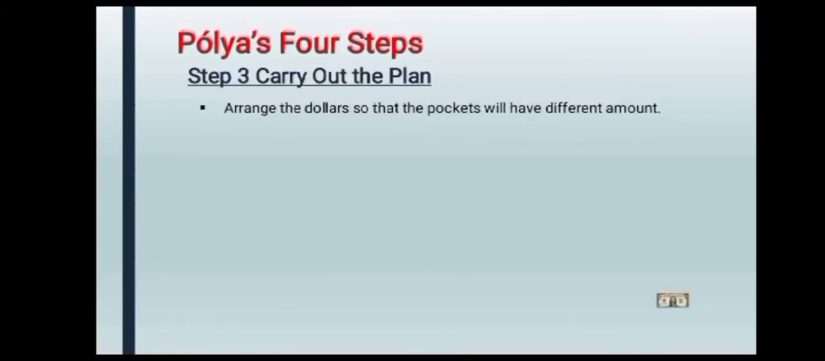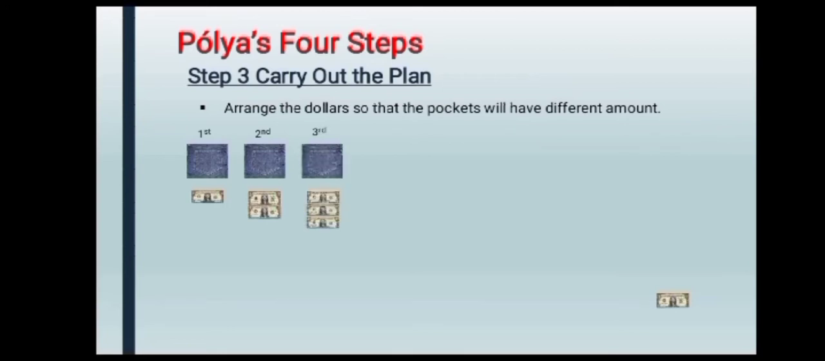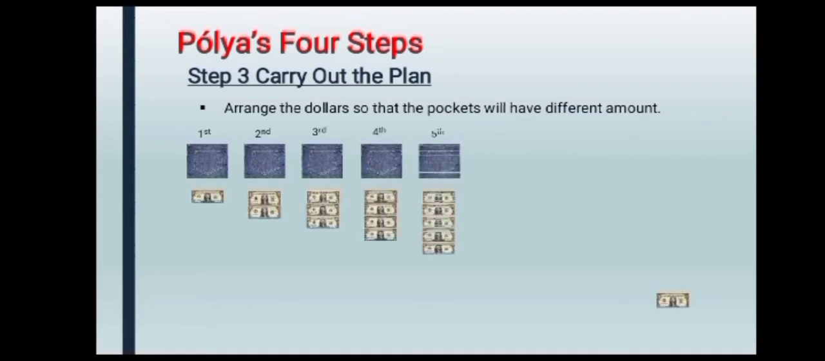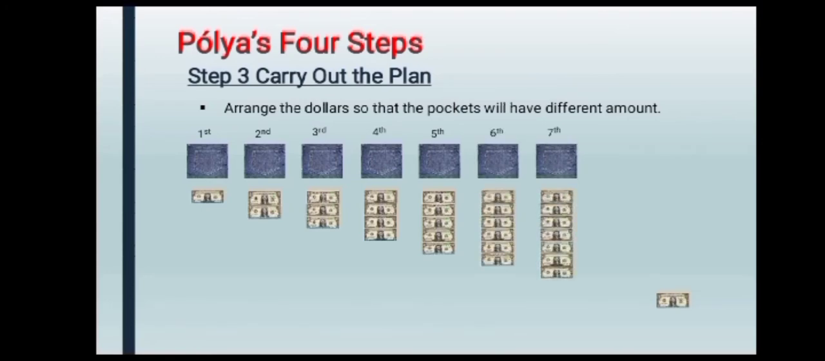On the third step, Polya's third step is to carry out the plan. Arrange the dollars so that the packets will have different amounts. Let's start with the minimum amount of dollars in the packets while satisfying the condition. Place $1 in the first packet. The second packet must have $2. It cannot be $1. It must be a different number of dollars. The third packet must have $3, of course. Fourth packet, $4. Repeating this process, the ninth packet must have $9.